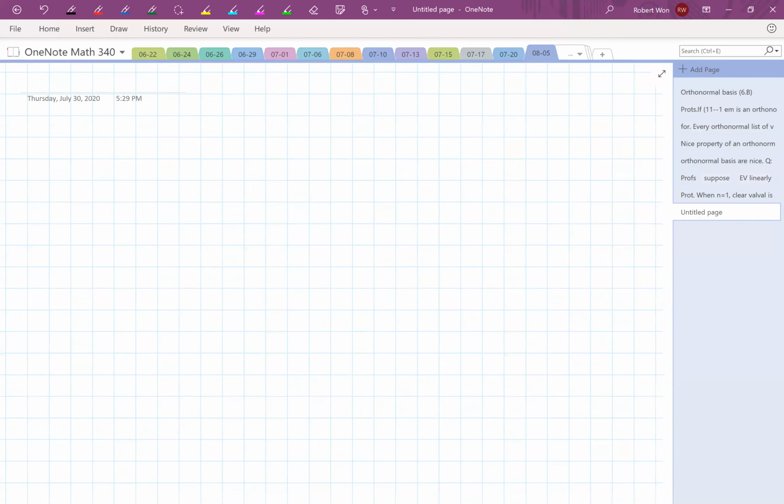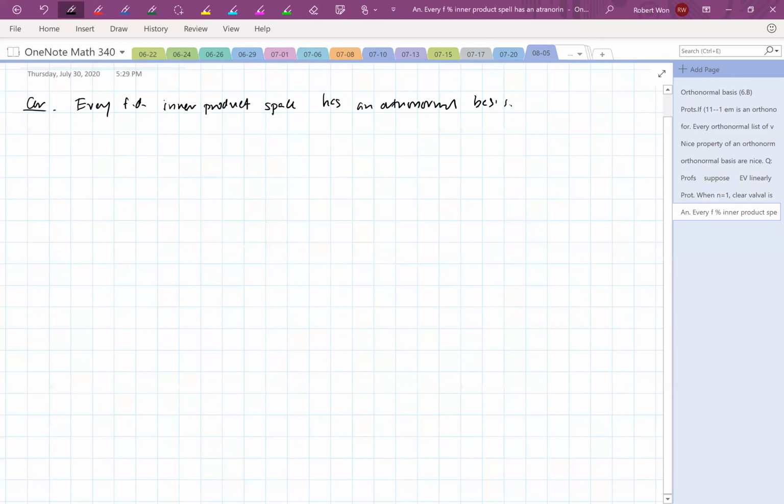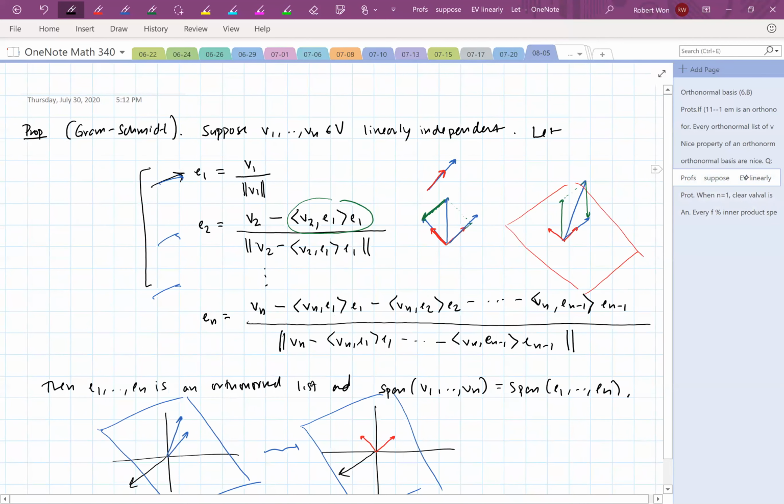Okay, as a nice corollary, we can actually answer our question, which is: every finite dimensional inner product space has an orthonormal basis. Of course, I require an inner product to talk about orthogonality. Why? Because every finite dimensional vector space has a basis. Then you just run it through the Gram-Schmidt procedure. The Gram-Schmidt procedure produces an orthonormal list with the same span. So if you start with a basis, you end up with a basis that happens to be orthonormal.